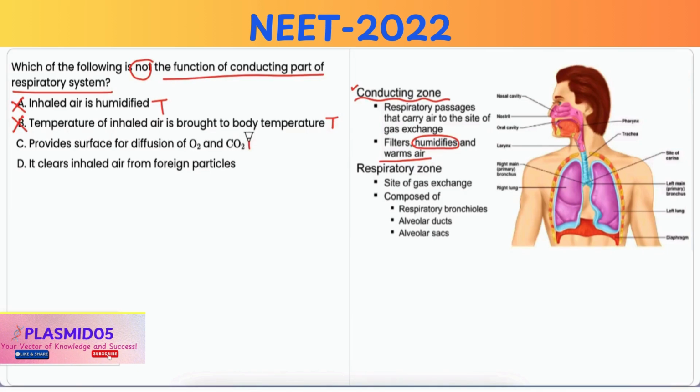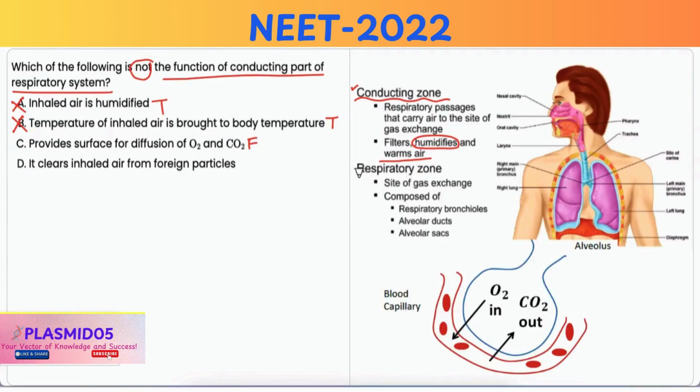Now, the conducting part does not provide a surface for gas exchange, that is, diffusion for oxygen and carbon dioxide. This function is carried out by the alveoli. Hence, it is the correct option. Option D. It clears inhaled air from foreign particles. It is also true. The conducting part clears foreign particles through mucus and cilia, filtering the air before it reaches the lungs. Hence, it is an incorrect option.